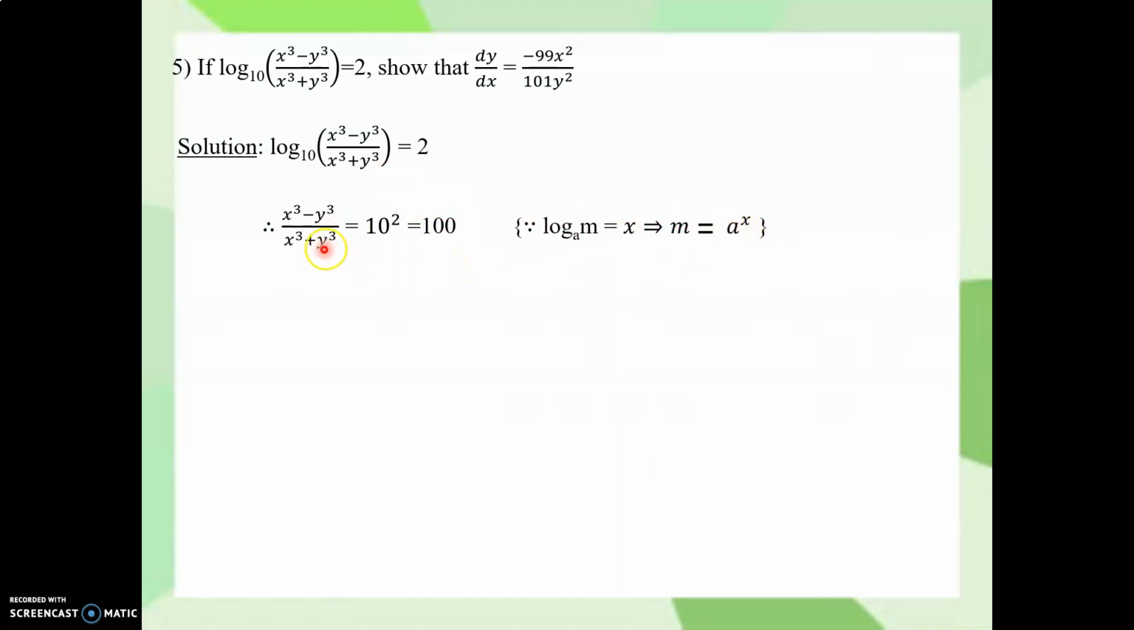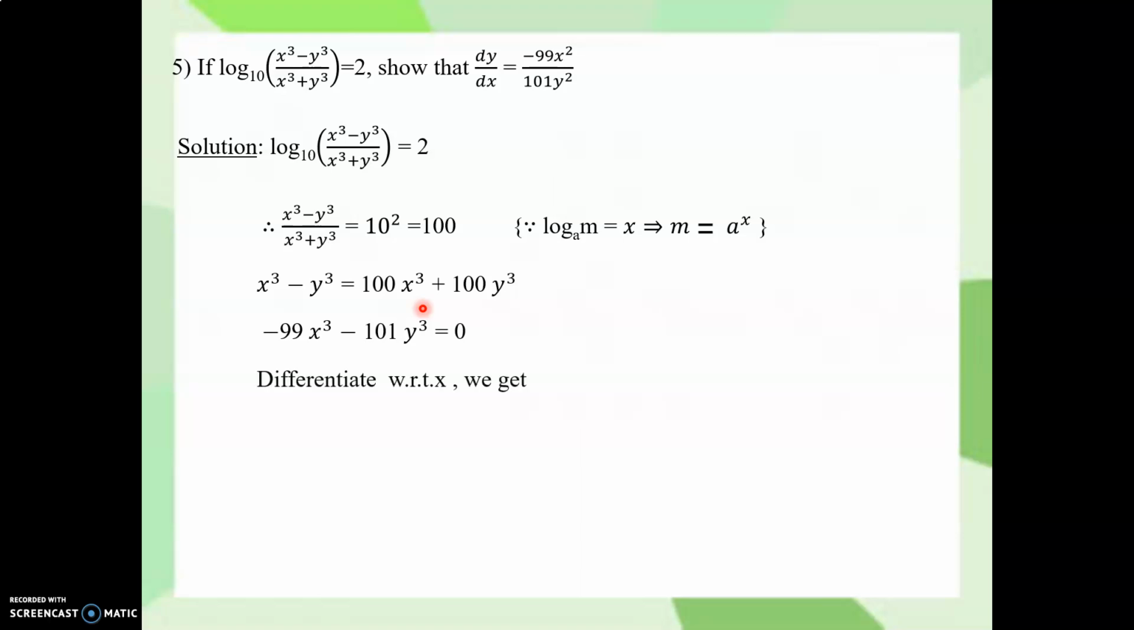So (x^3 - y^3)/(x^3 + y^3) equal to 100 now. We can multiply the denominator to the right hand side. So it will become x^3 - y^3 equal to 100x^3 + 100y^3. Then taking x^3 to the left hand side and y^3 to the left hand side, it will become like this, -99x^3 + (-101y^3) is equal to 0.